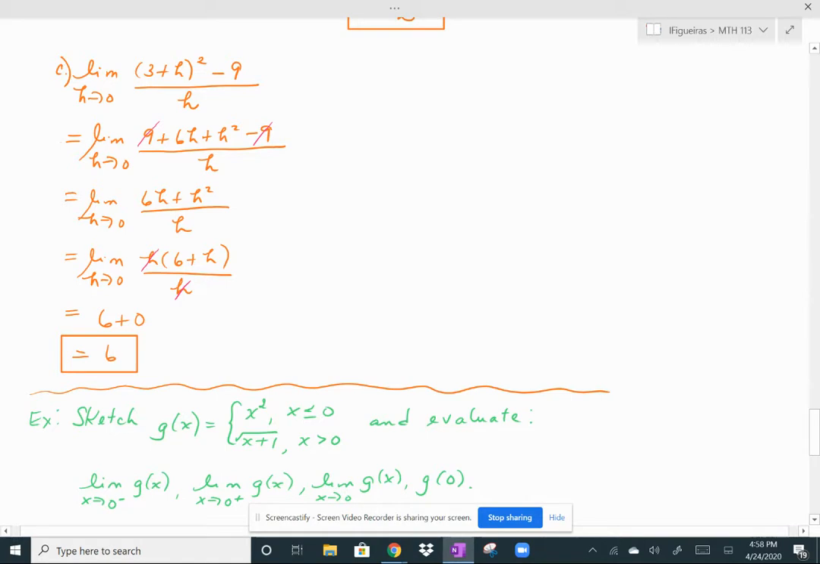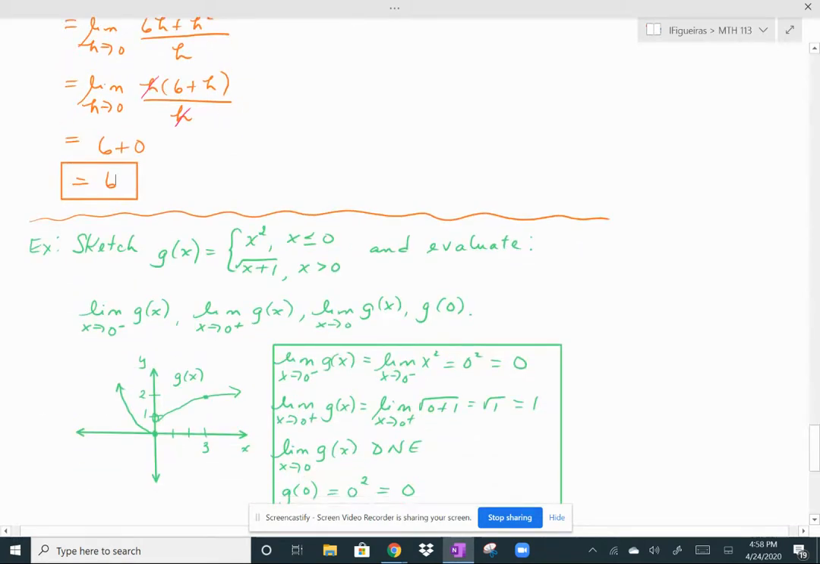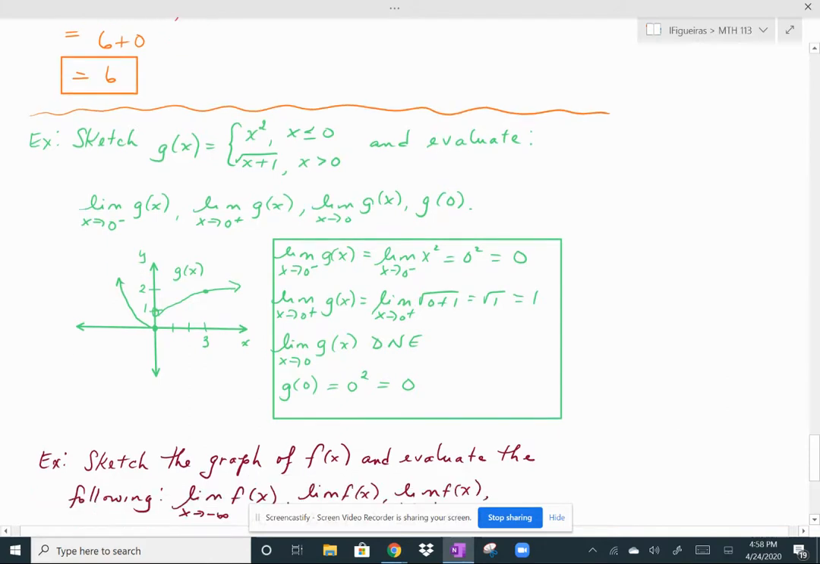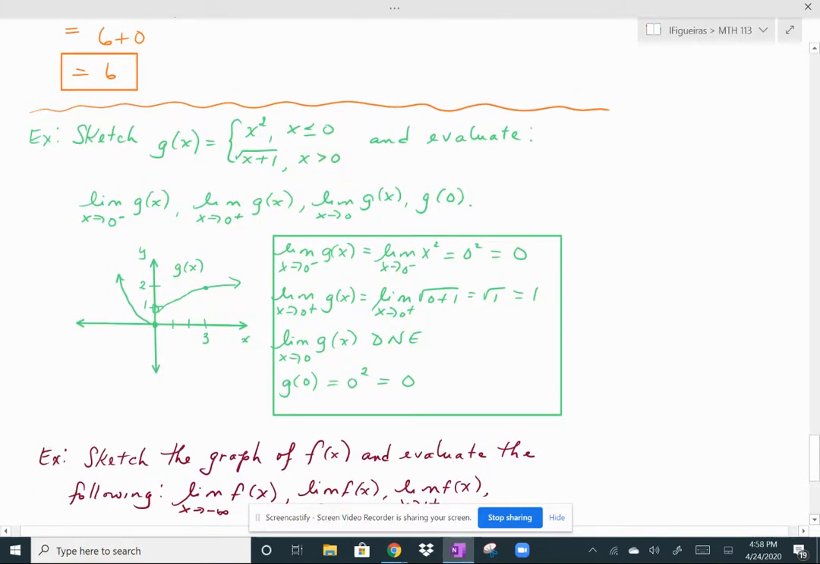Okay, so here we have a piecewise function. Let's sketch g of x equal to x squared when x is less than or equal to 0, and the square root of x plus 1 when x is greater than 0, and then evaluate the following limits and function. All right, so x squared is a parabola, but I don't want to show the whole parabola. I just want to show the part that's less than or equal to 0. So that's the piece right here.